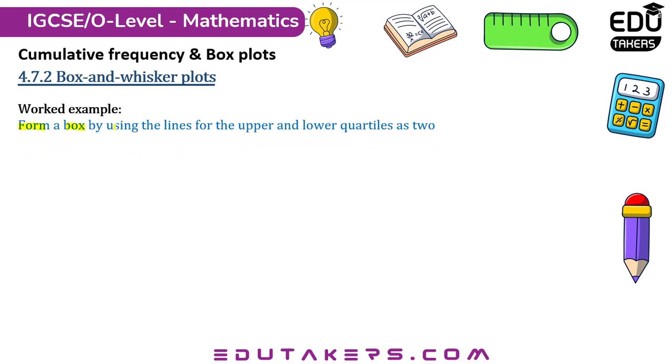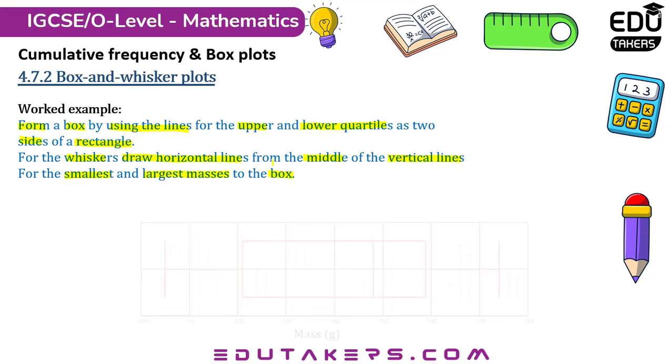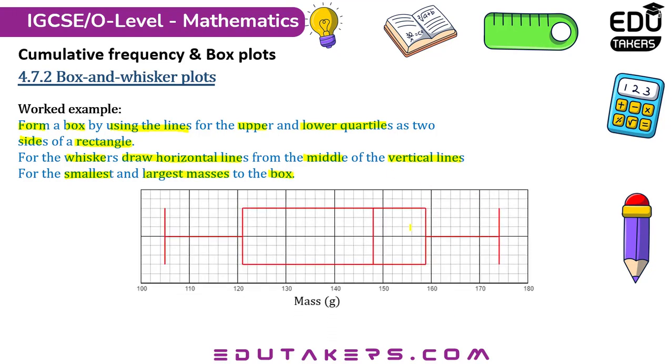Form a box by using the lines for the upper and lower quartiles as two sides of a rectangle. For the whiskers, draw horizontal lines from the middle of the vertical lines for the smallest and largest mass to the box as shown in the diagram.